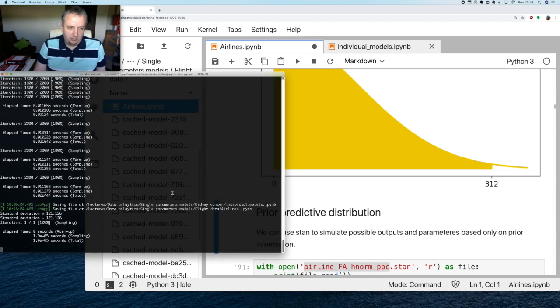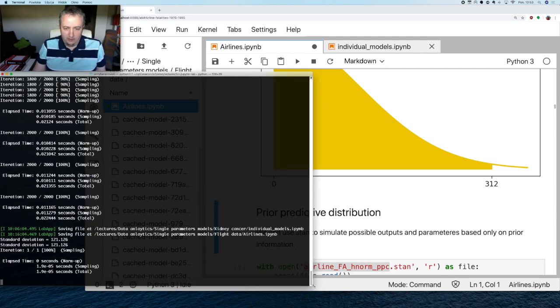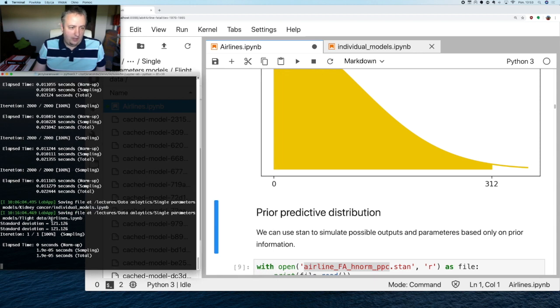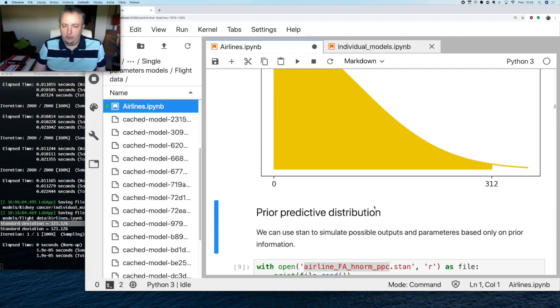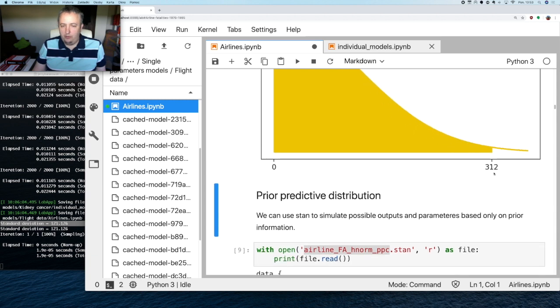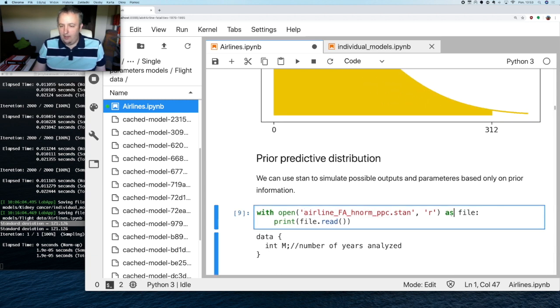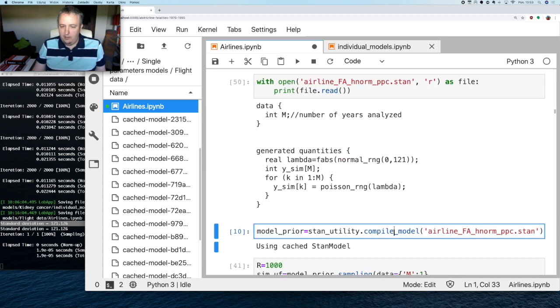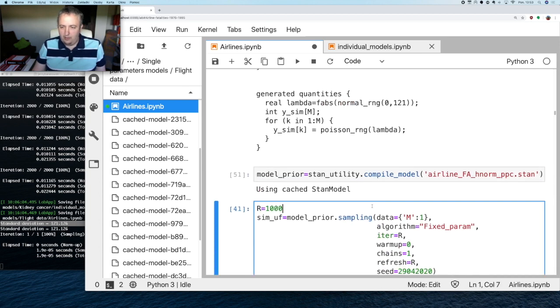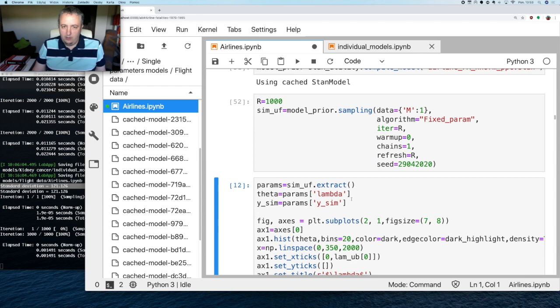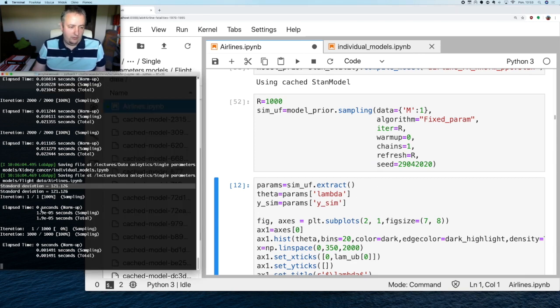Just make it bigger. As you can see, this is how the algebra solver worked. It just didn't take much time. It did this one iteration and gave us a standard deviation of 121.126, which is rounded to 121. We read our model, we compiled it, which is Stan, and we simulated it. And now it's done everything.